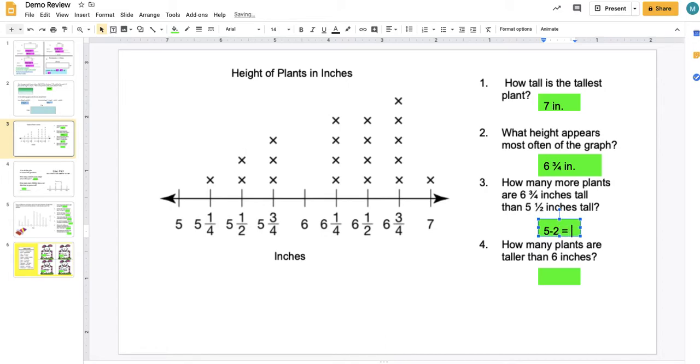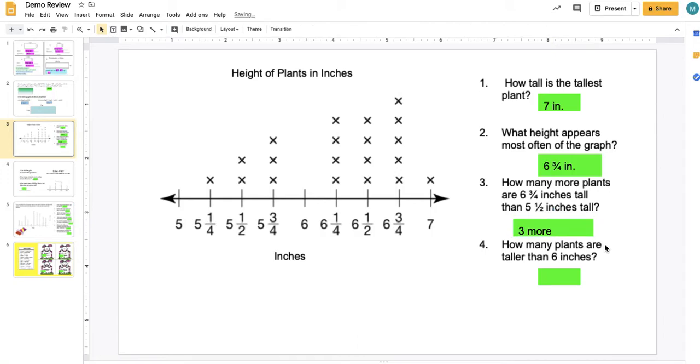I know that there are 3 more at 6 3/4 than there are at 5 1/2. And if you didn't want to subtract, you can actually look. I see 5 1/2 just has 2. At 6 3/4, here's those 2, and here's the extra 3. It has 3 more at 6 3/4.